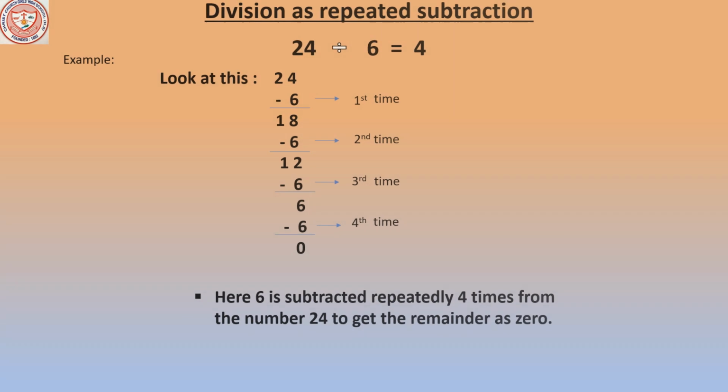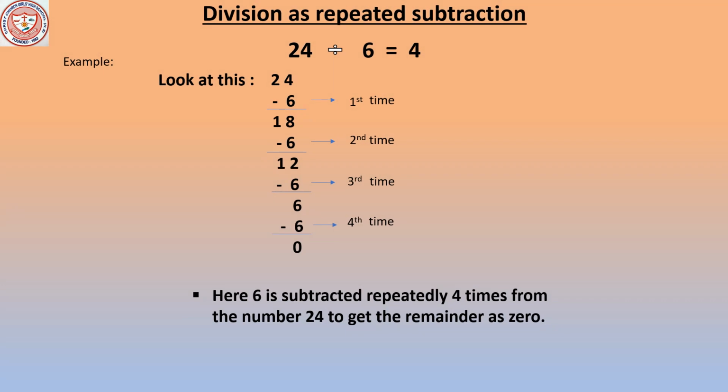Now, here is a solved example from your previous exercise. Look, 24 divided by 6 is equal to 4. Here we divide 24 by 6 and we get the quotient 4.